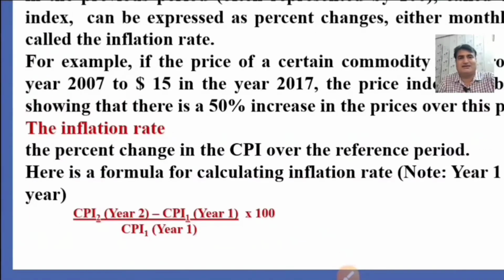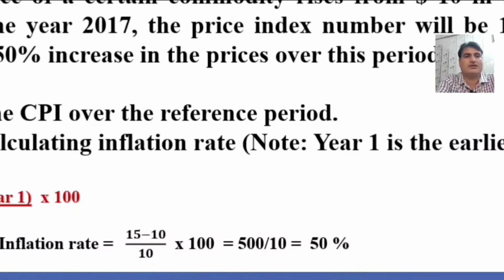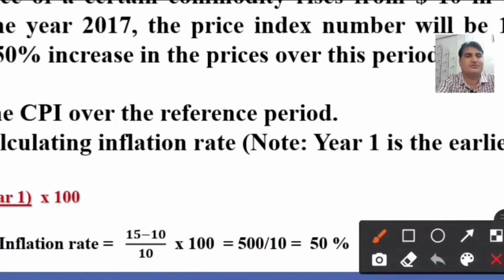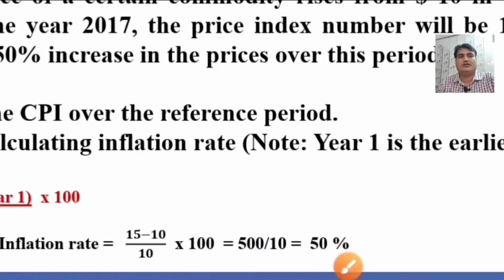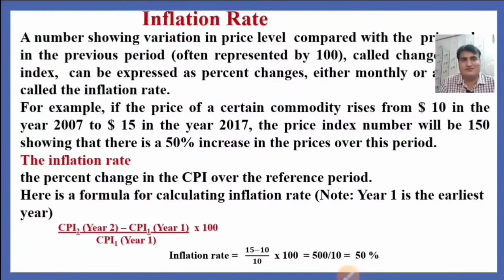Using the example data in the formula, we calculate the inflation rate. This is CPI 2, this is CPI 1. So 15 minus 10 divided by 10, that is CPI 1, multiplied by 100, and after solving it, the inflation rate calculated is 50%. It means there is a 50% increase in prices over this period.